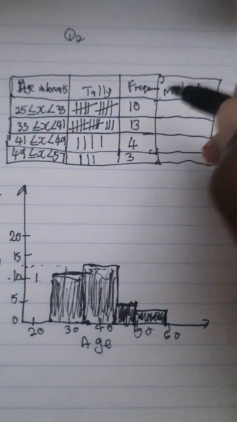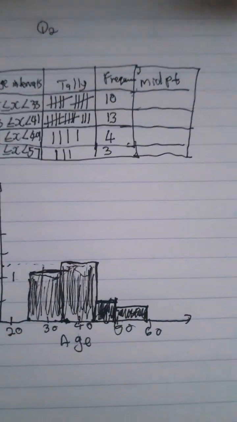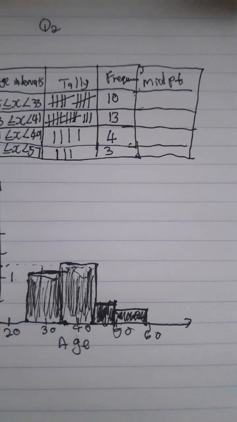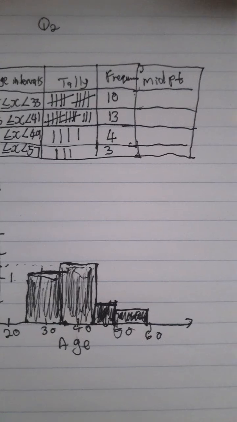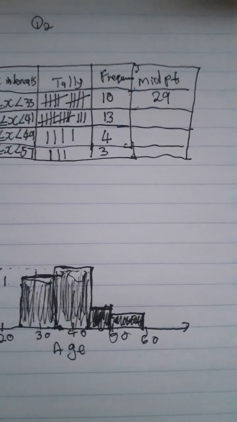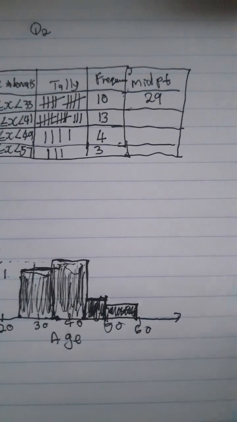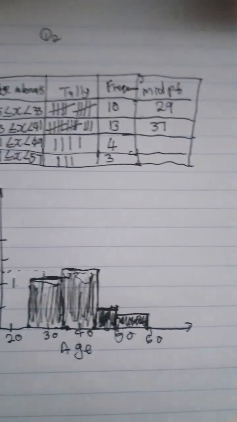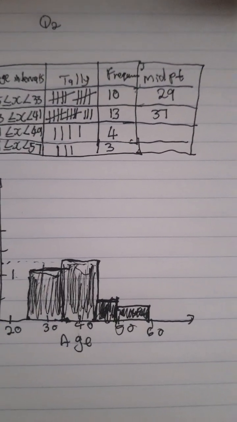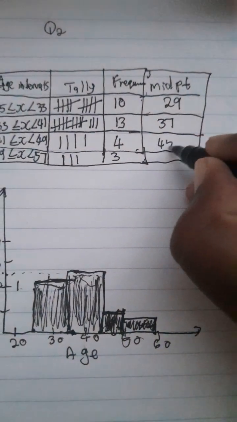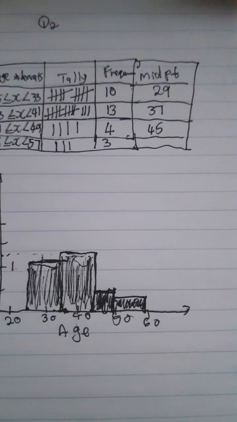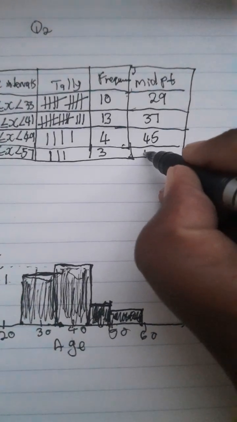So meaning that 25 plus 33, I'll take the interval, add these two numbers, divide by 2 to find the midpoint. 25 plus 33, that's 58, divide by 2, that's 29. Then I will also say 33 plus 41, divide by 2, that's 37. Similarly, I will also say 41 plus 49, that's 90, divided by 2, that's 45. Similarly, with 49 plus 57, which is 106, divide by 2, that's going to be 53.